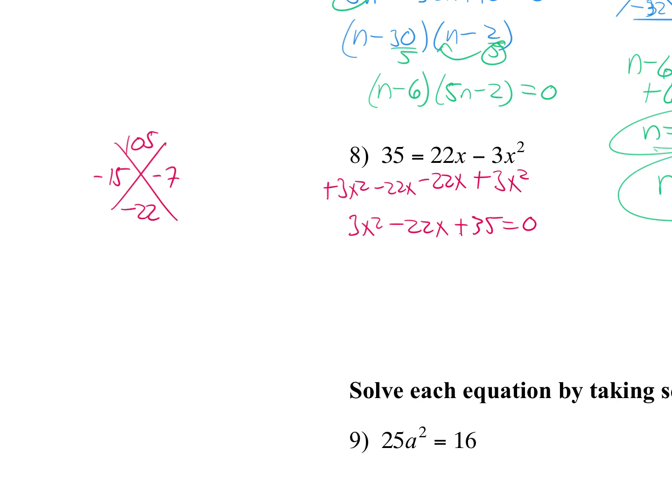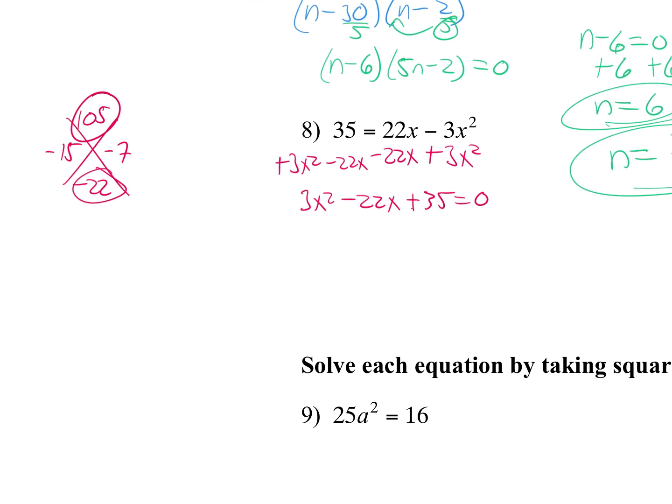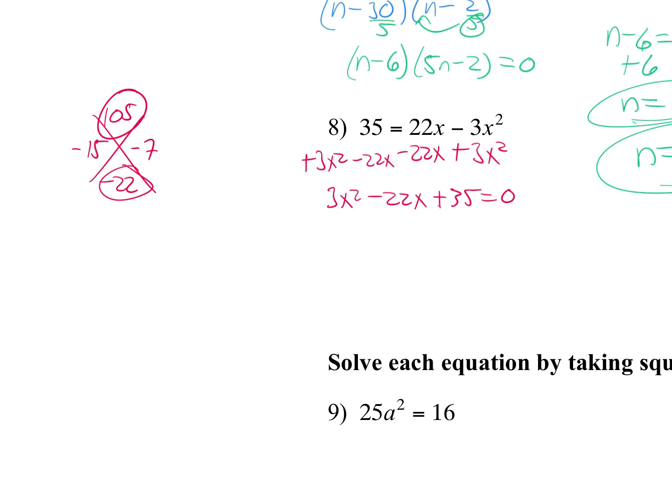If you couldn't think of it that quick, you can always make a list of some factors. You always want to start with the factors first and then see what can add to negative 22. It should get you negative 15 and negative 7. Let's do slide and divide again. So I'm going to do x minus 15, x minus 7 equals 0.